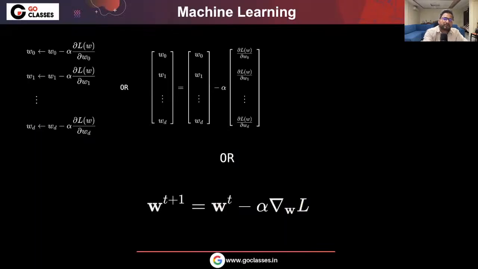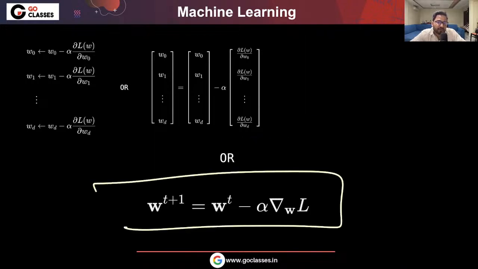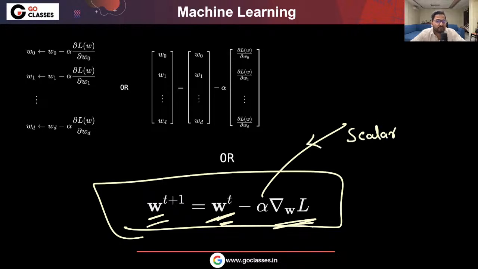So basically what I'm saying is that you need to update all of these w's, or in other words, you can update a vector directly in the vector format. It will look like this, or you can write it like this, where the w's are vectors. This is a vector, this is a vector, this is a vector. Only alpha is a scalar, everything else is a vector.